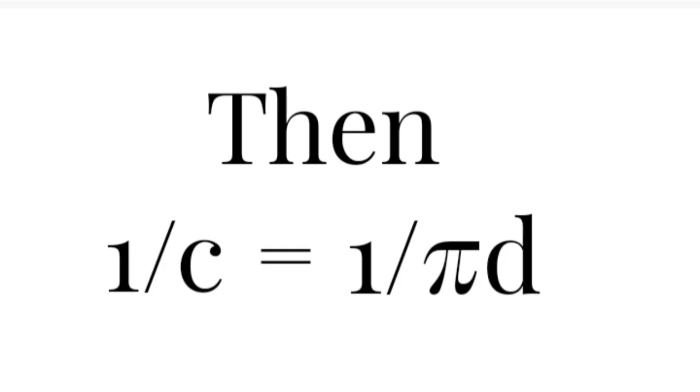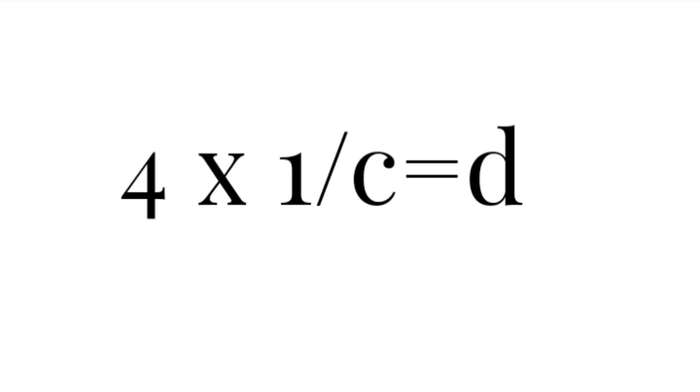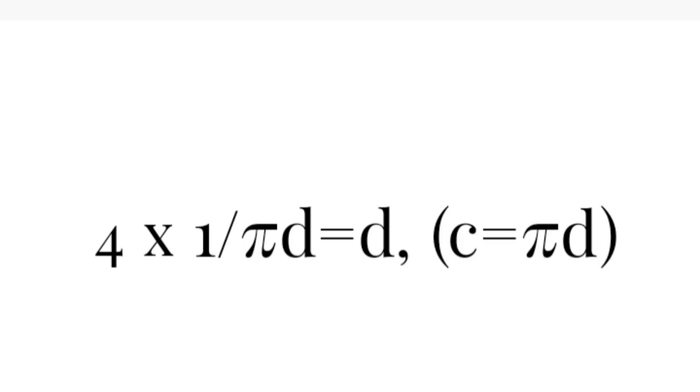Then, C equals pi times D. Reciprocal of the circumference is 1 over C equals 1 over pi times D. But 4 times the reciprocal of the circumference equals the diameter. Therefore, 4 times 1 over C equals D. Substitute C with pi times D. Then, 4 times 1 over pi times D equals D.